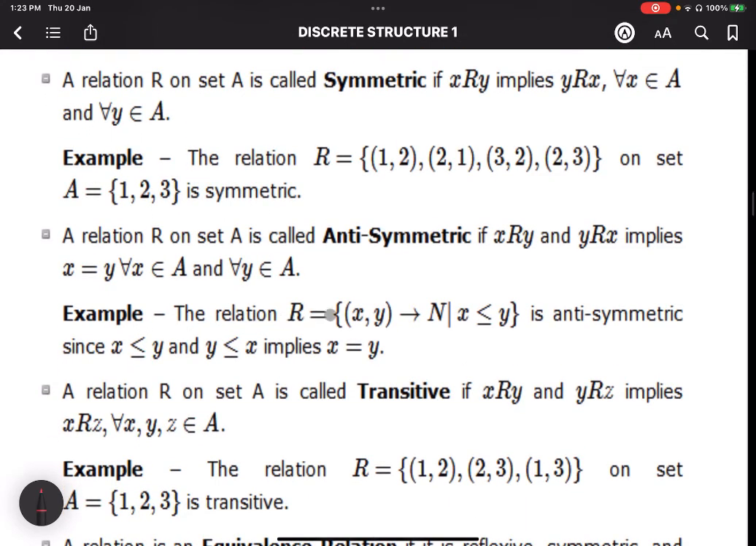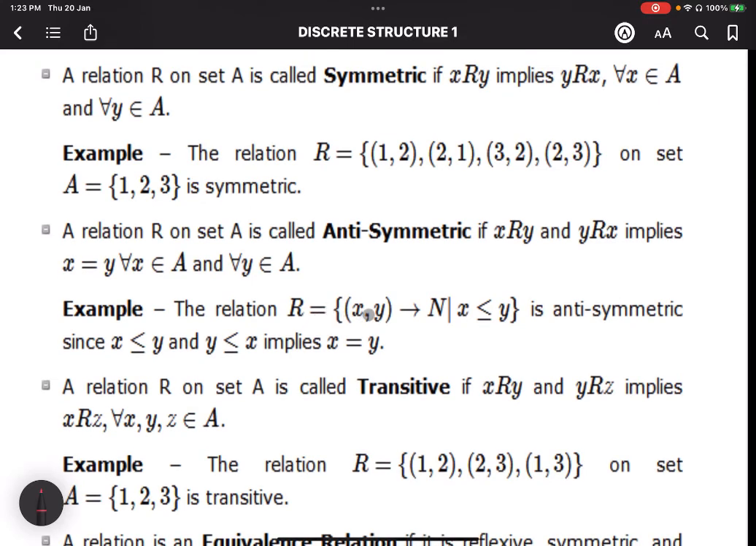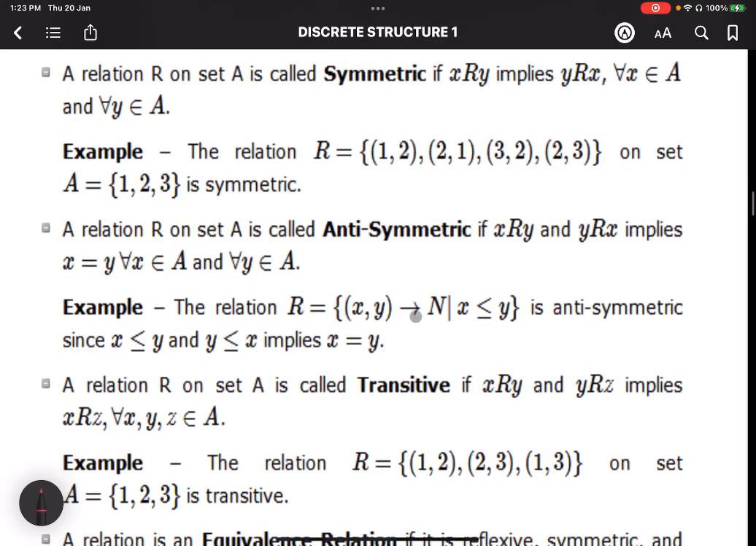So sa example natin ng antisymmetric, we have set R is equal to (X, Y) where X and Y were natural numbers or any natural number which represents X and Y wherein X is less than or equal to Y. So yung value nitong any natural number na to is will be the value of X which is either less than or equal to Y. So it is antisymmetric since X is less than or equal to Y and Y is less than or equal to X, which implies that X is equal to Y.